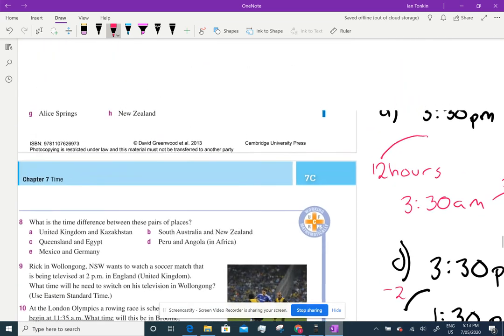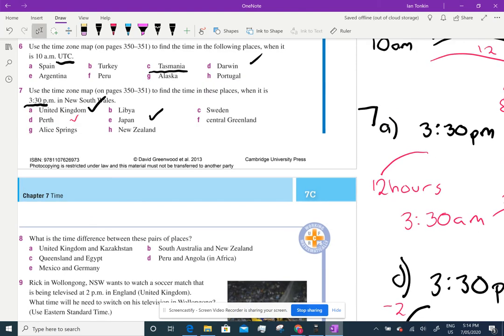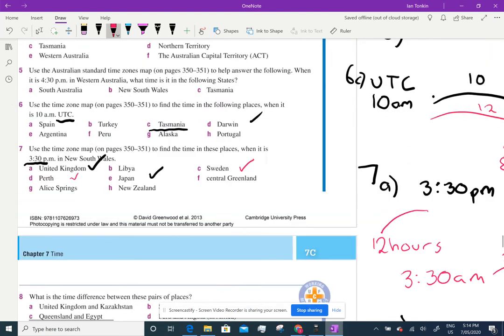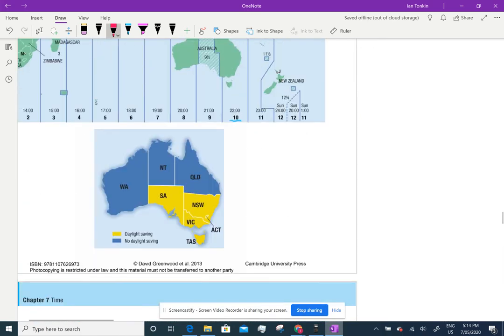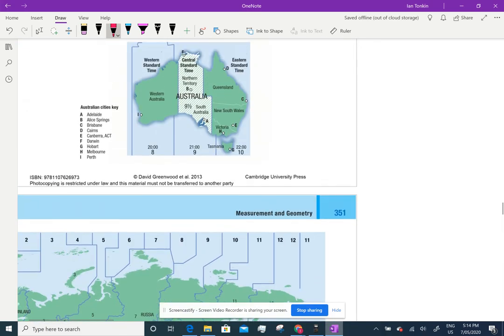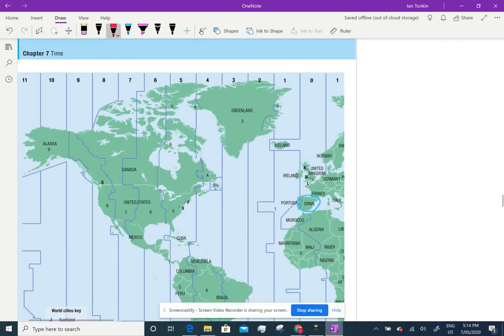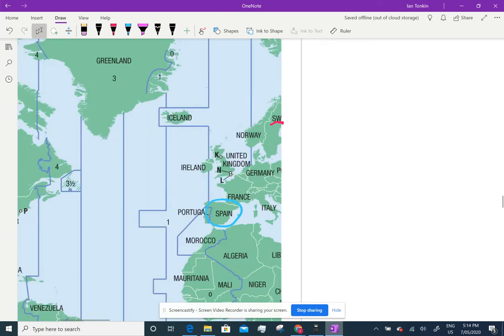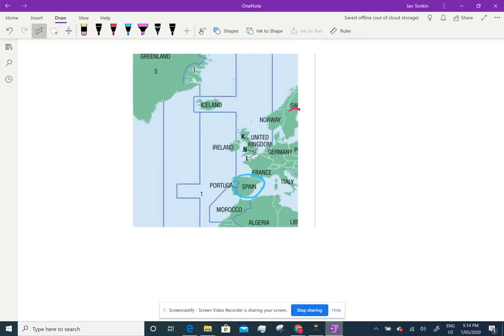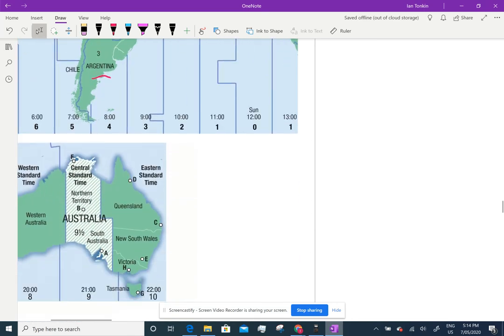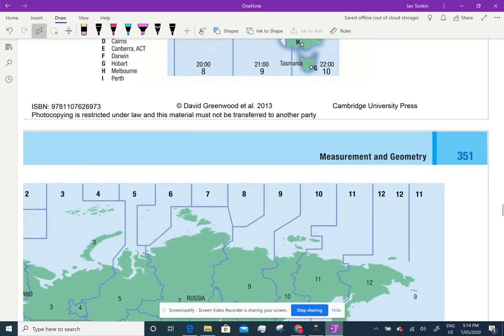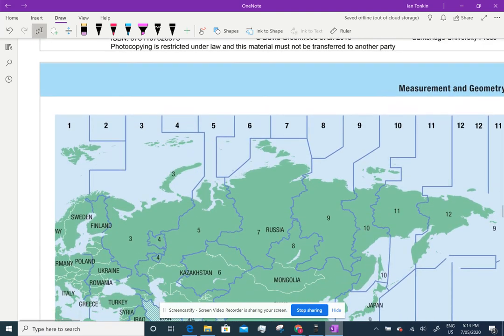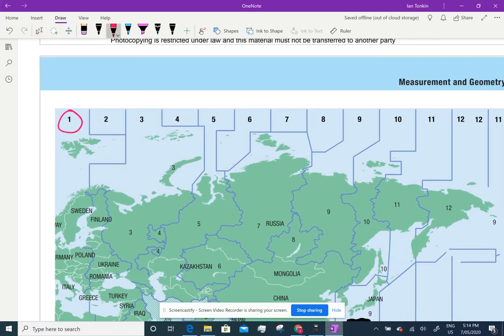I'll do one more. You should be right with these now. I think I'll do Sweden. Always wanted to go to Sweden. Now, you better find Sweden. It's one of the Nordic countries. Oh, look at it. It's up here. It's going to be hard because it's right in the middle. Let's make sure we get the right spot. There it is. Now, Sweden is 1 hour in front of universal time.